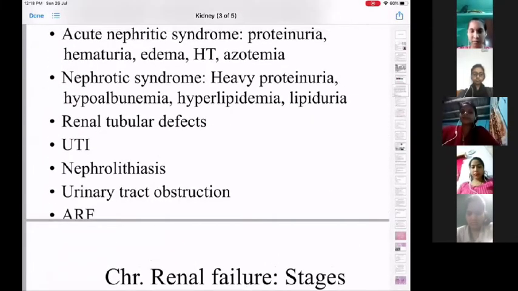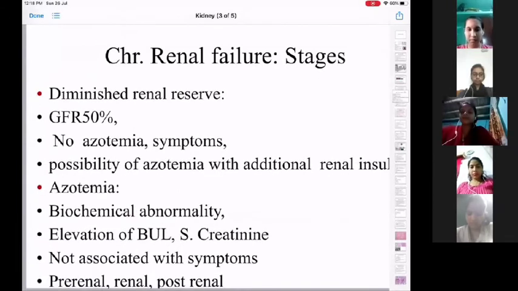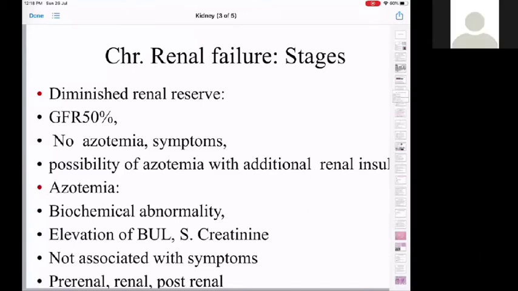Now, there are 5 stages of chronic renal failure. First is the diminished renal reserve. This is the first step. In diminished renal reserve, you will see the GFR, glomerular filtration rate, is up to 50%. But there are no other symptoms. Means there is no azotemia, there are no symptoms, and there is the possibility of azotemia with additional renal insufficiency. Means if other stress and ongoing stress is present, then azotemia may occur.